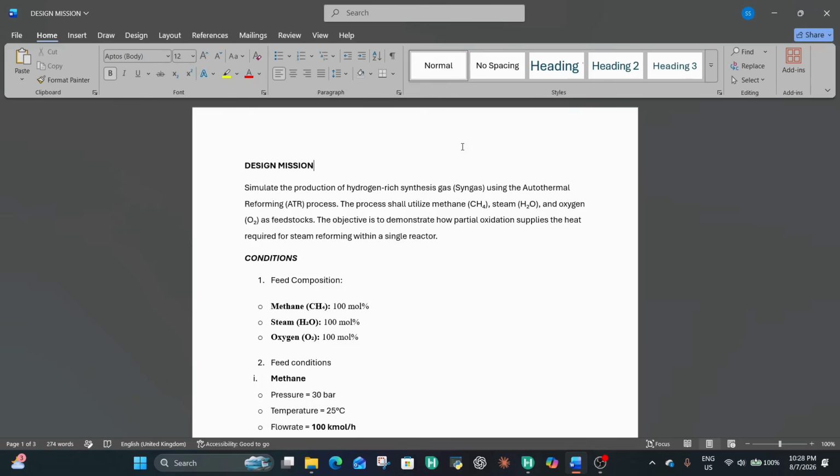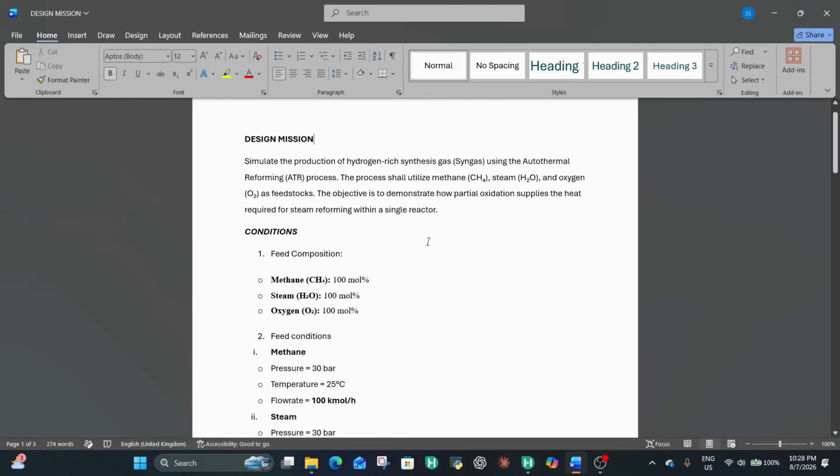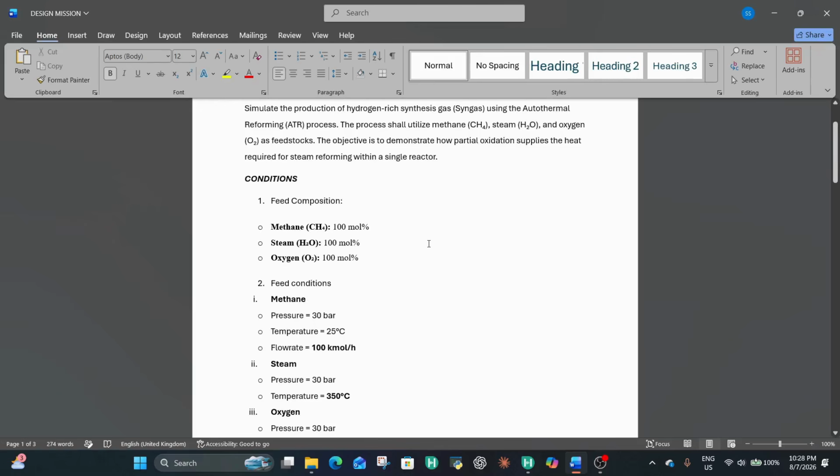So for now, we can go through our conditions required for the design mission. Feed composition, number one. We're going to be having 3 independent streams: 100% methane for one of the streams, 100% steam for the other, and 100% oxygen for the third stream.